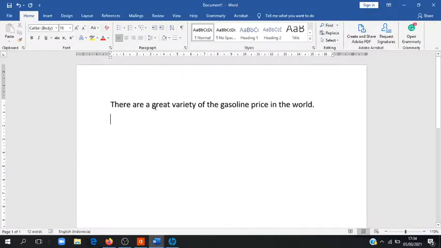There are a great variety of gasoline price in the world. So this is the topic sentence. Remember, the first characteristic of a topic sentence or main idea is that it is in the form of a sentence. I think you have already learned this in the previous semester. I hope you still remember that. And then secondly, you have to decide.